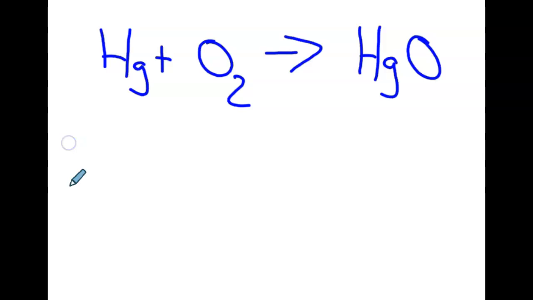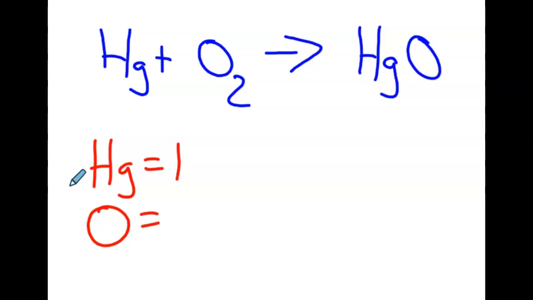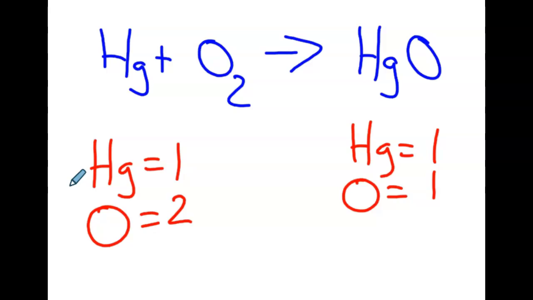So I'm going to write down what my elements are. I've got mercury, and because I have just the symbol, I have one of them. I have oxygen, and because of the subscript 2, I have 2 of them. On my product side, I'm going to do the same thing, and I always put my symbols across from each other because it's easier to balance. Because HgO is only one of each, I'm going to put a 1 for the mercury and a 1 for the oxygen. And when you look at the numbers, the mercury are balanced, but the oxygen are not.